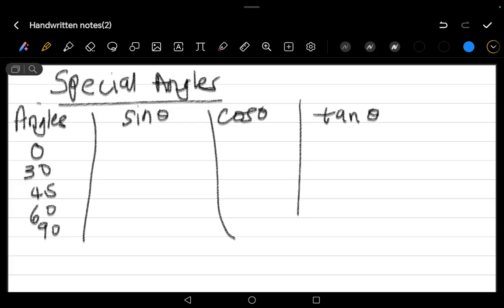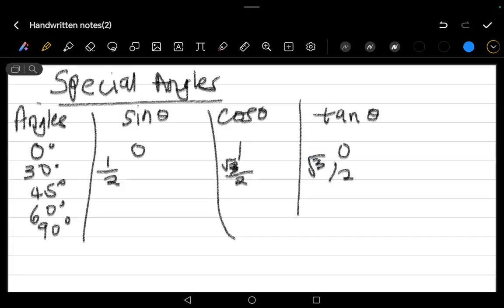So if we put 0 here on theta, it's going to be sine 0. Sine 0 is what? It's 0. And then cos 0 is what? It's 1. And then tan 0 is what? It's 0. And then for 30 degrees, sine 30 is what? It's 1 over 2. Then cos 30 is square root of 3 over 2. And then tan 30 is also square root of 3 over 2.